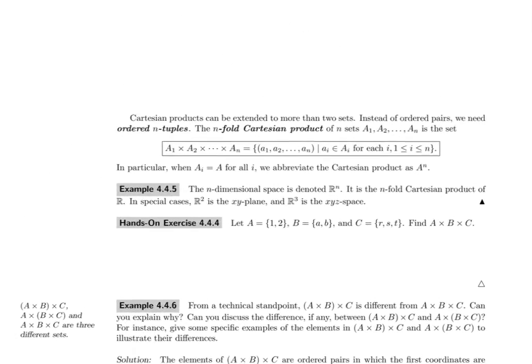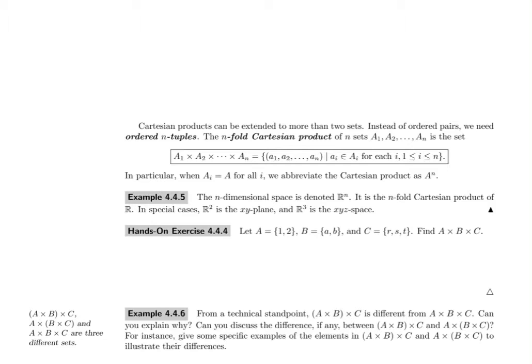We don't have to just limit ourselves to the Cartesian product of two sets. We can take a Cartesian product of as many sets as we want. And instead of ordered pairs, the elements of the Cartesian product of n sets are called ordered n-tuples. The notation we use, A1 cross A2 cross etc. cross An, is going to be the set of ordered n-tuples (a1 through an) such that ai is in capital Ai for each i, where i ranges from 1 to n.